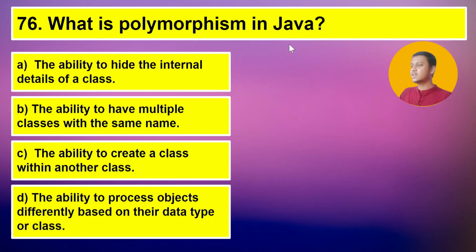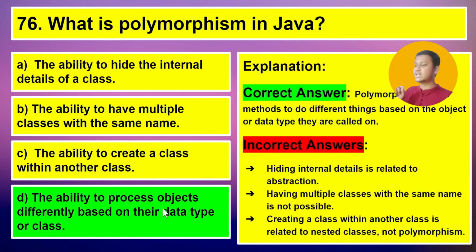Our next question is, what is polymorphism in Java? The ability to hide the internal details of a class, the ability to have multiple classes with the same name, the ability to create a class within another class, the ability to process objects differently based on their data type. Here the correct answer is option D, which is the ability to process objects differently based on their data type and classes.